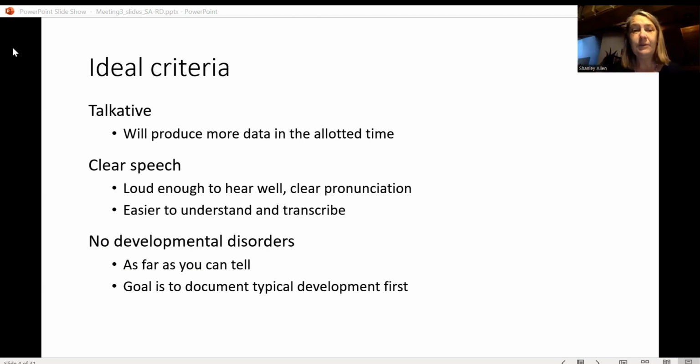Also, to the extent that you can tell, avoid children with developmental disorders, because our goal in this project is to document the typical development first, so that in a later stage of the project you can compare that with other children, and so that we have criteria for what developmental delay is. You, of course, at this stage can't always tell if someone has a developmental delay. So if you're doing a longitudinal project, then I would suggest it might be an idea to start with 3 or 4 children, because a child might drop out for sure, or you also might find out somewhere along the way that a child has developmental delay.